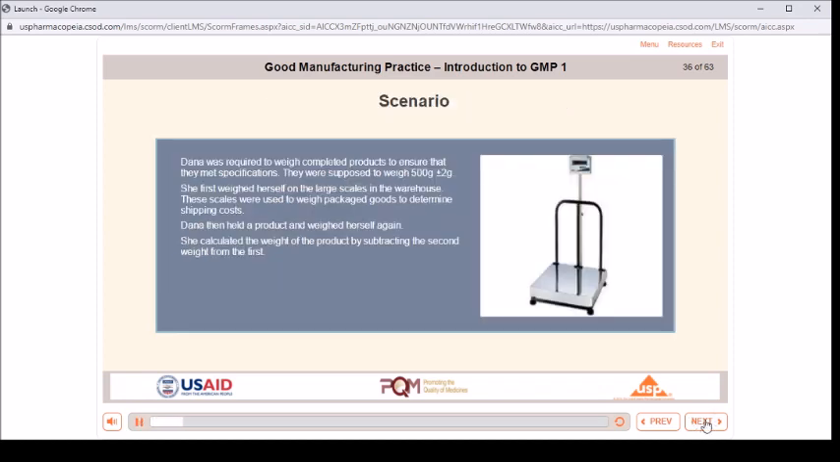Scenario. Dana was required to weigh completed products to ensure that they met specifications. They were supposed to weigh 500 grams plus or minus 2 grams. She first weighed herself on the large scales in the warehouse. These scales were used to weigh packaged goods to determine shipping costs. Dana then held a product and weighed herself again. She calculated the weight of the product by subtracting the second weight from the first.